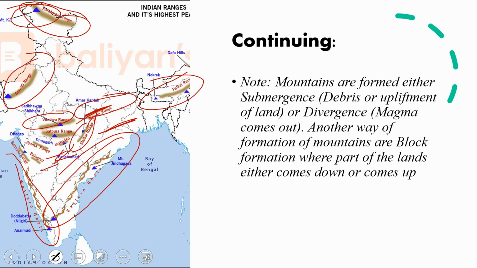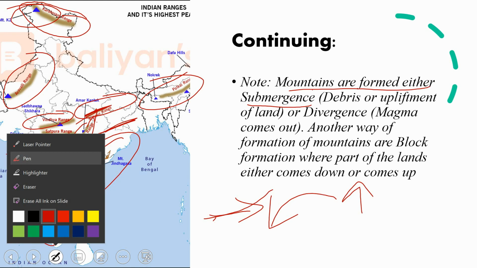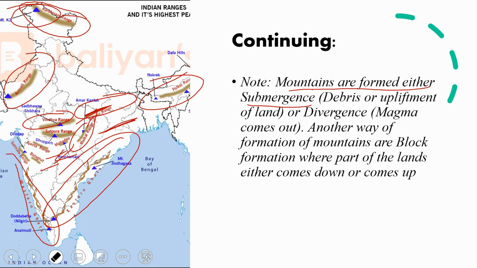Mountains are formed either by submergence, when something goes inside, then the debris or upliftment of the land will occur, and then this land will go above. That means, if this is land and this is going below, what will happen? This land will then rise above and this will go below.